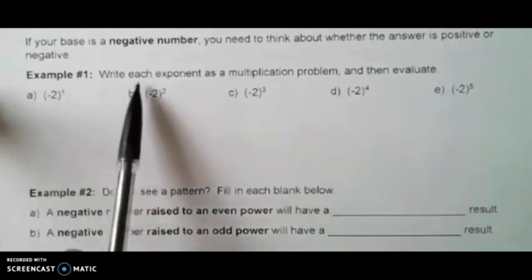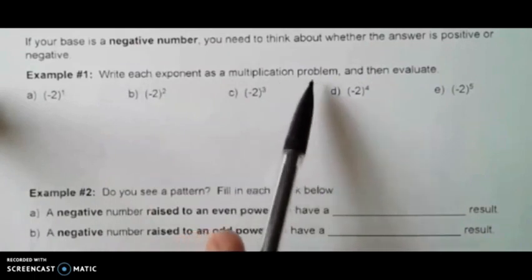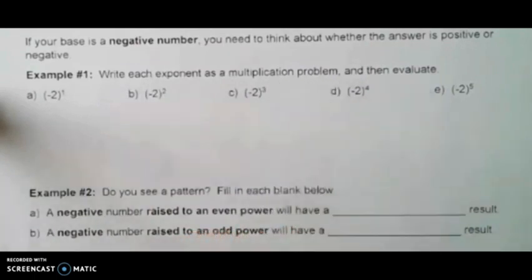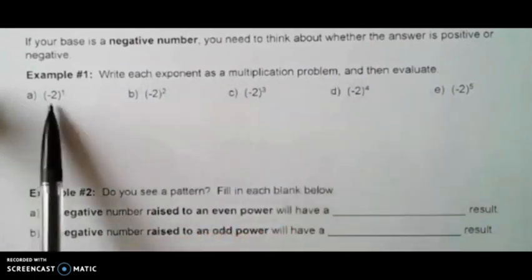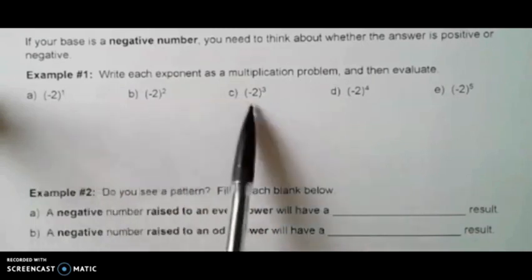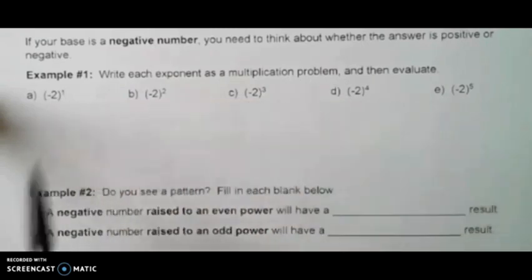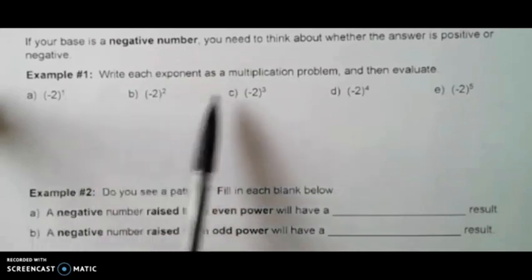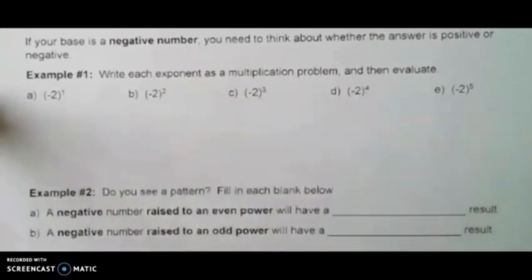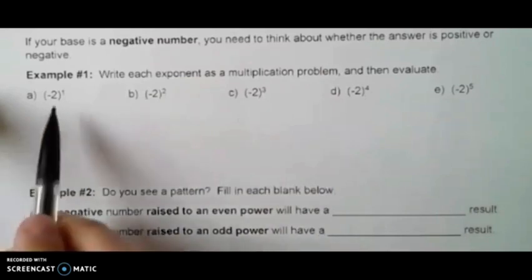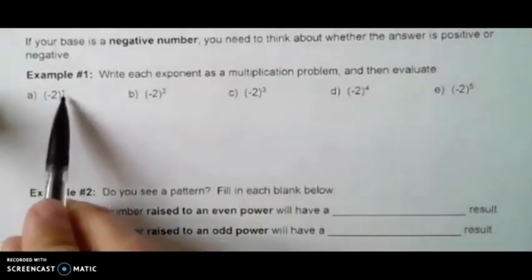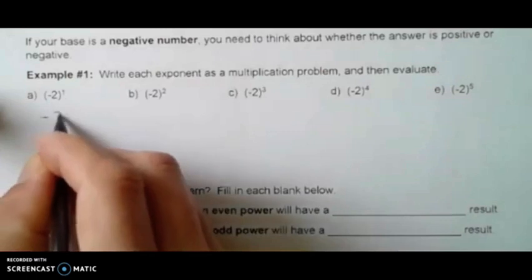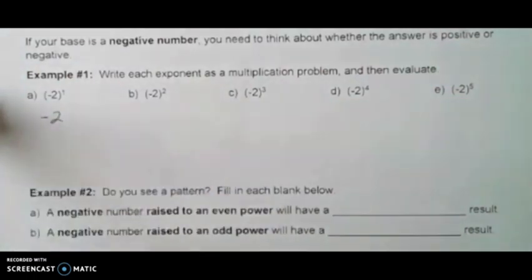Example number 1, we're going to write each exponent as a multiplication problem, and then we're going to evaluate it. So notice my base here is -2, and it's going to be -2 in all of these examples. And again, the exponent tells you how many times you're going to multiply -2 by itself. So in this first example, it's very straightforward. I just need one copy of -2. Any number that's raised to the first power is going to give you that number back. -2 to the first is the same as -2.